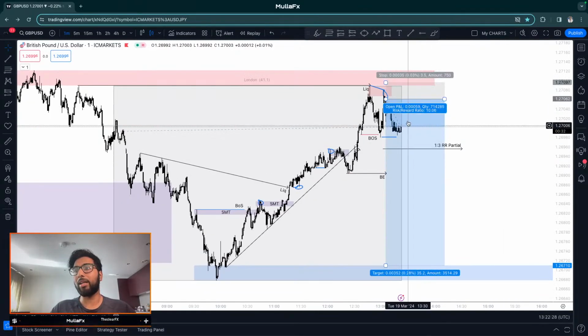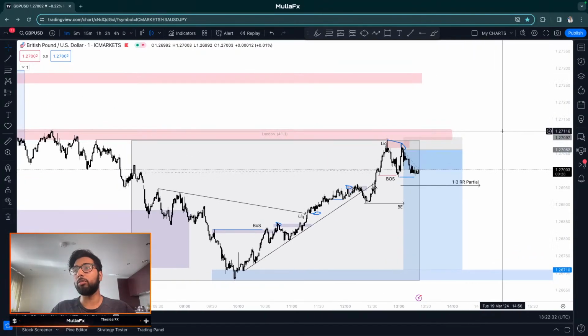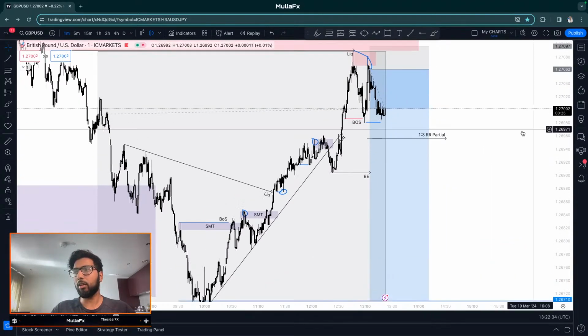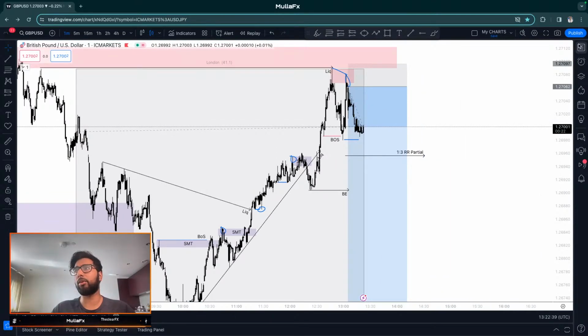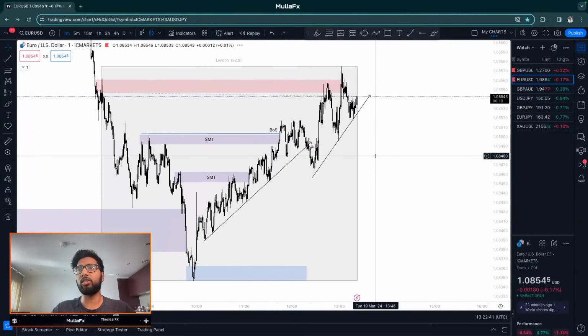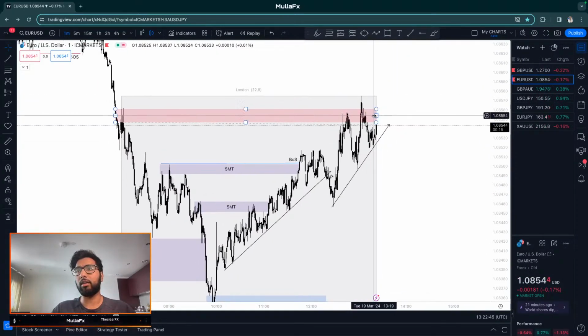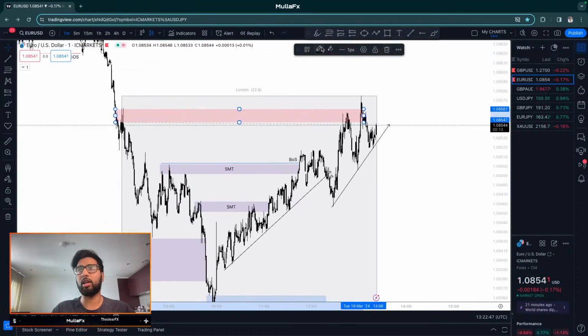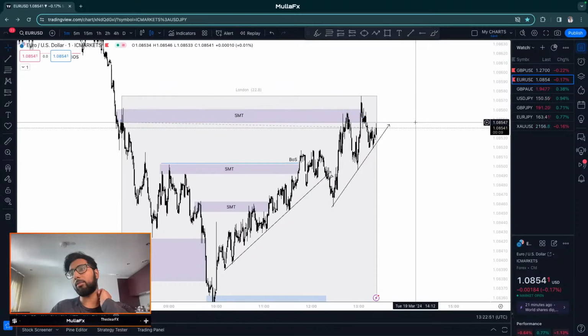At the moment, just waiting for price to confirm movements in my market. Once we've got that confirmation of movements, then we can actually see what's going on. So on my Euro USD, we can see that price is going up. This is actually a smart money trap right here. Smart money trap right here. So price is actually going up.